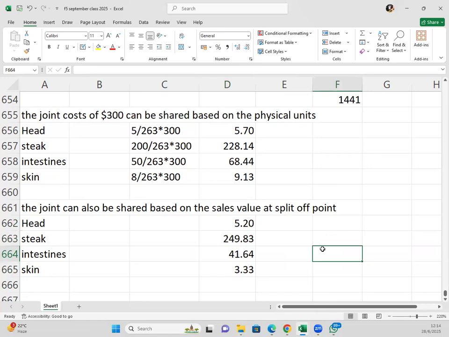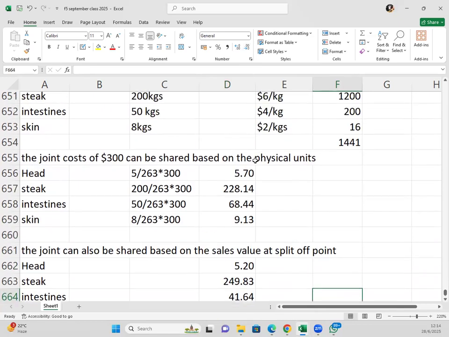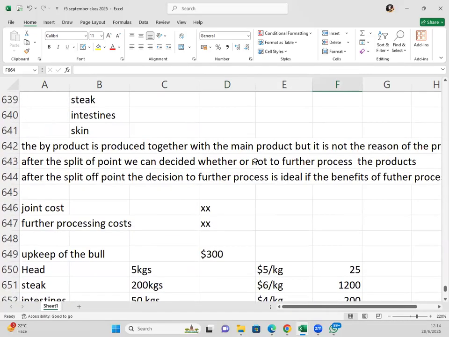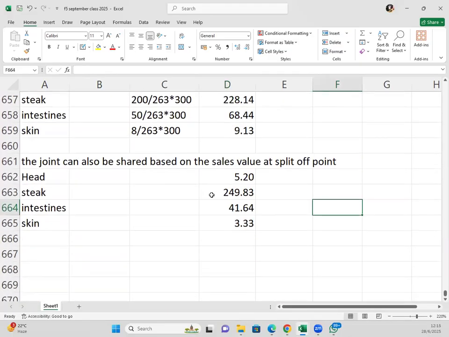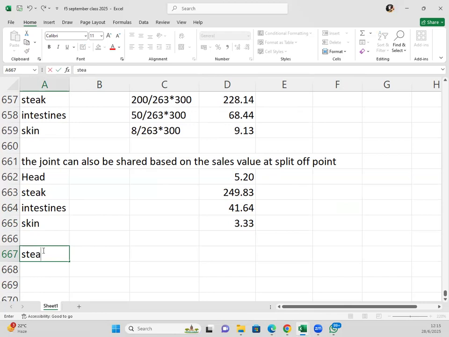So remember, we are looking at relevant costs. Let's go up. We said the relevant cost after the split off point, we can decide to further process. If you are now making the decision to further process, we want to know the additional cost. So far we know the cost up to split off point. If we further decide to process steak, steak can be further processed.